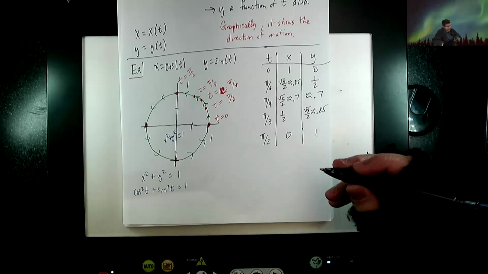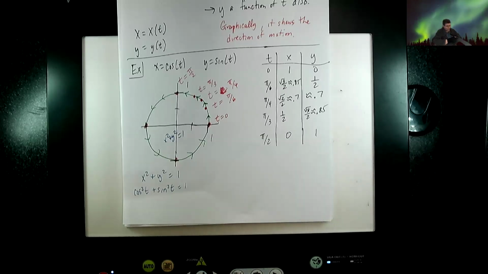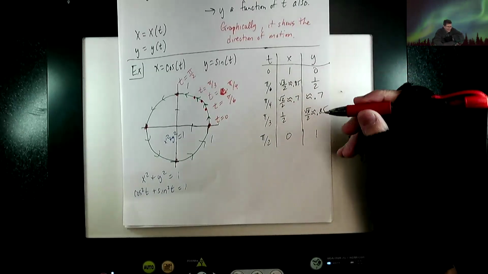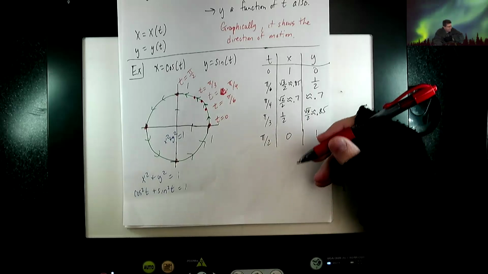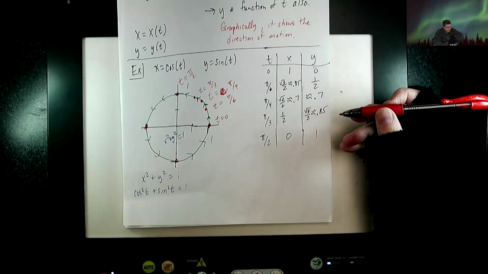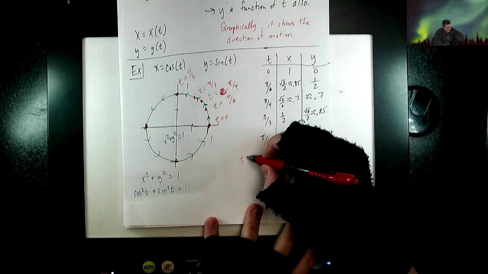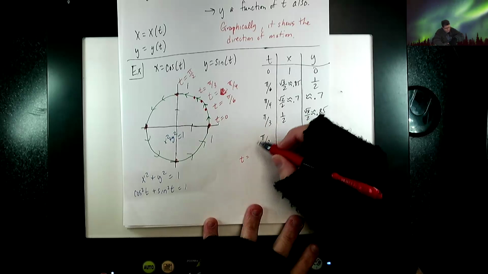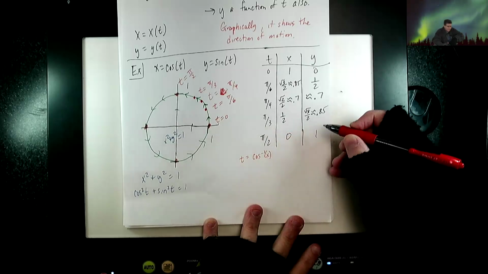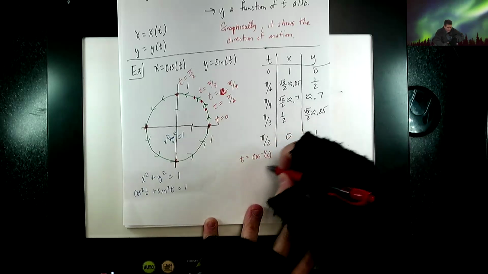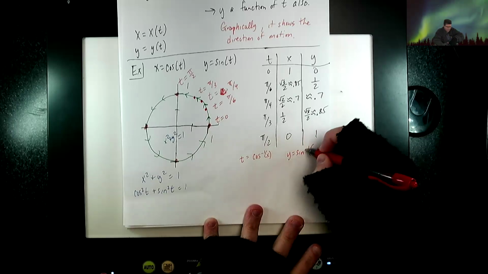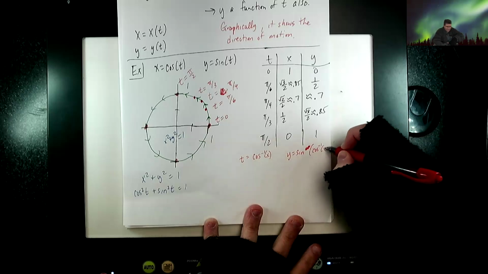The other way of doing it, you can't always recognize something like this. The trig there is helping us, but we can always solve one of the letters for t and plug it in for the other one to get y in terms of x. So if I said t is cosine inverse of x, then y equals sine of cosine inverse of x.